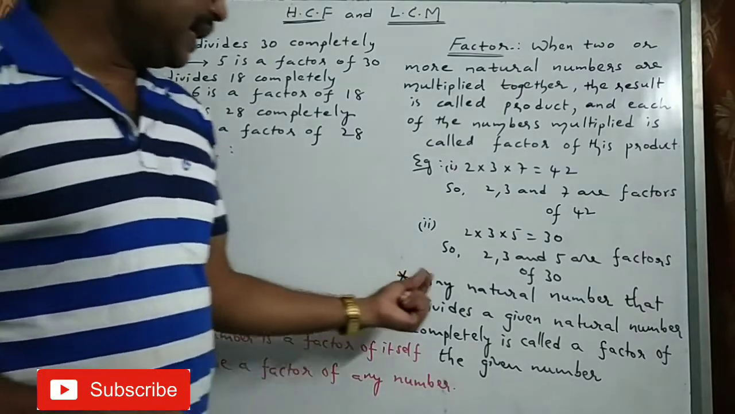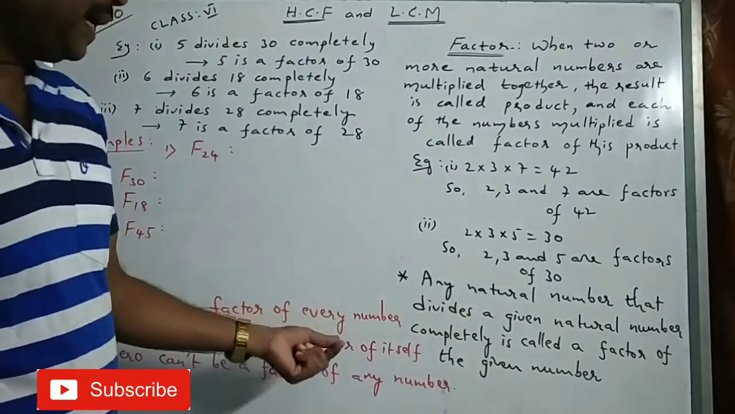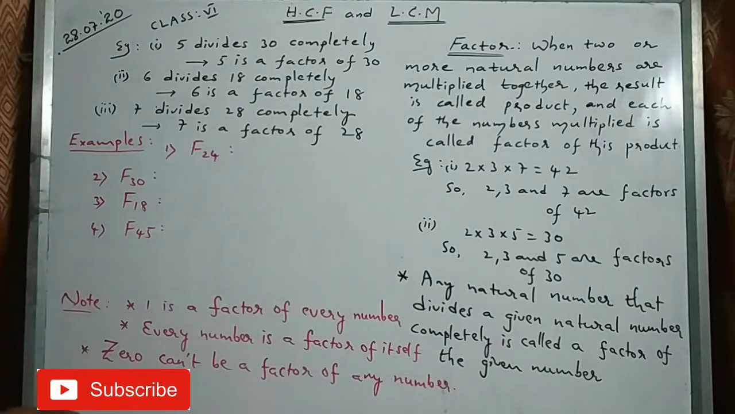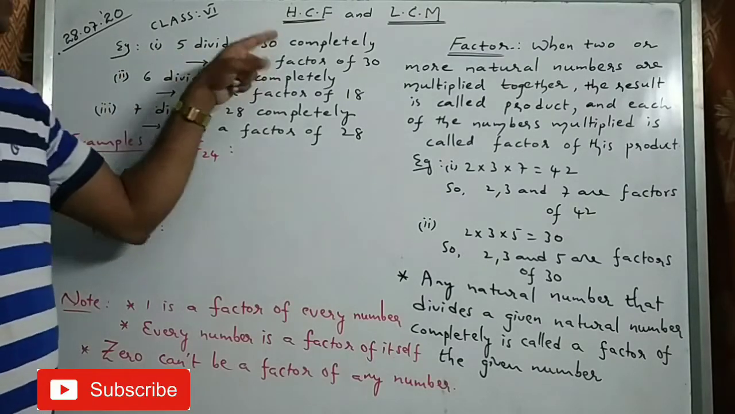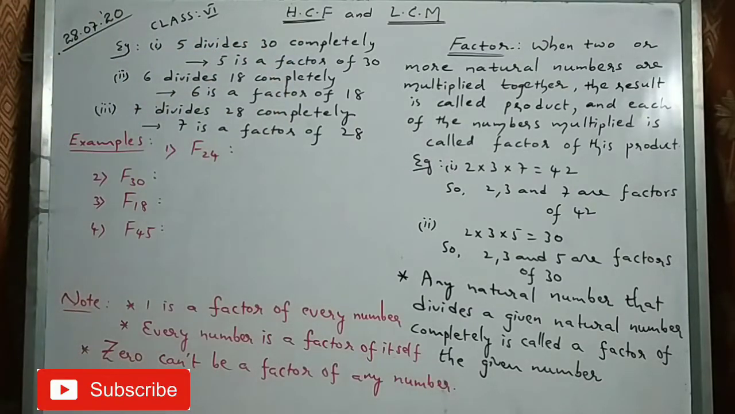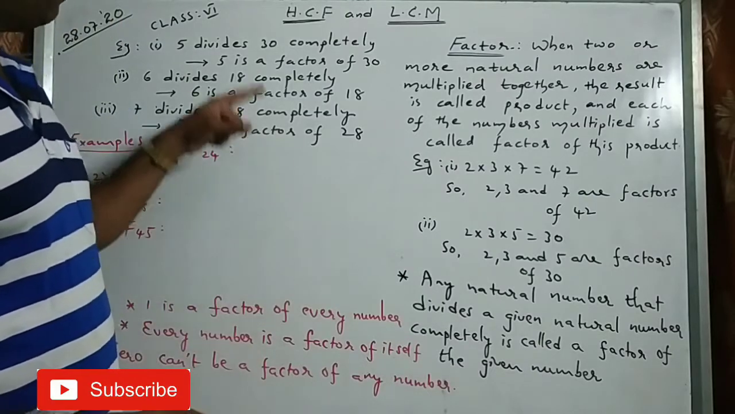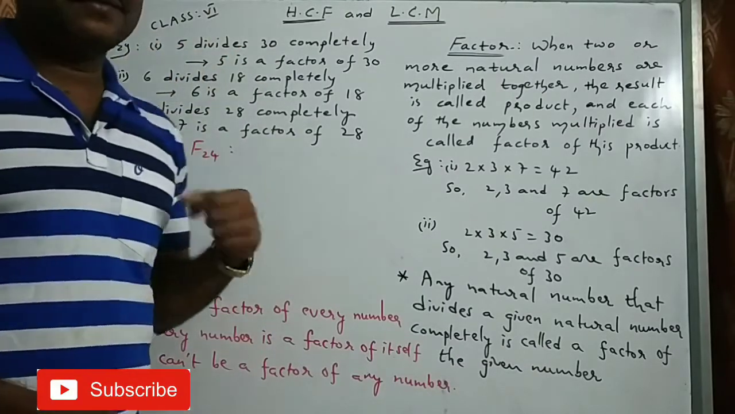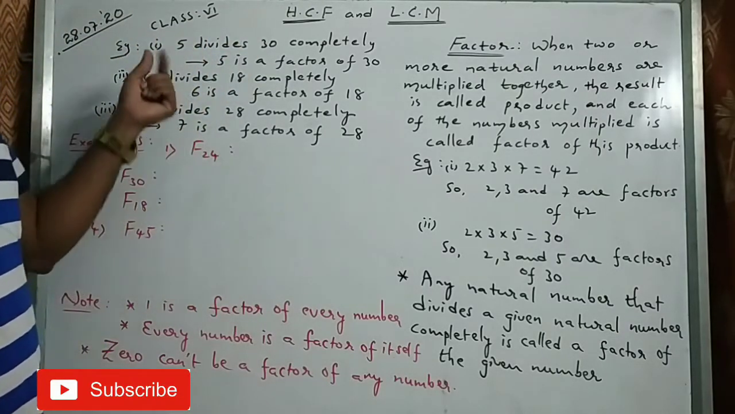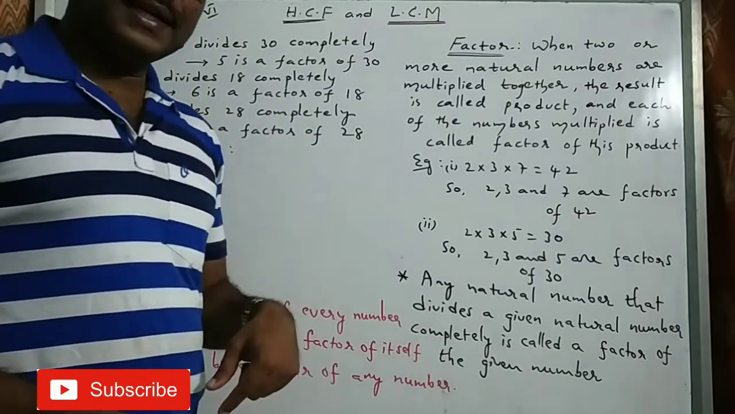Simply to say, any natural number that divides a given natural number completely, exactly, is called a factor of the given number. For example, 5 divides 30 completely. So 5 is a factor of 30. One of the factors. 30 has got other factors also. Suppose 6 5s are 30. So 6 is also a factor of 30.